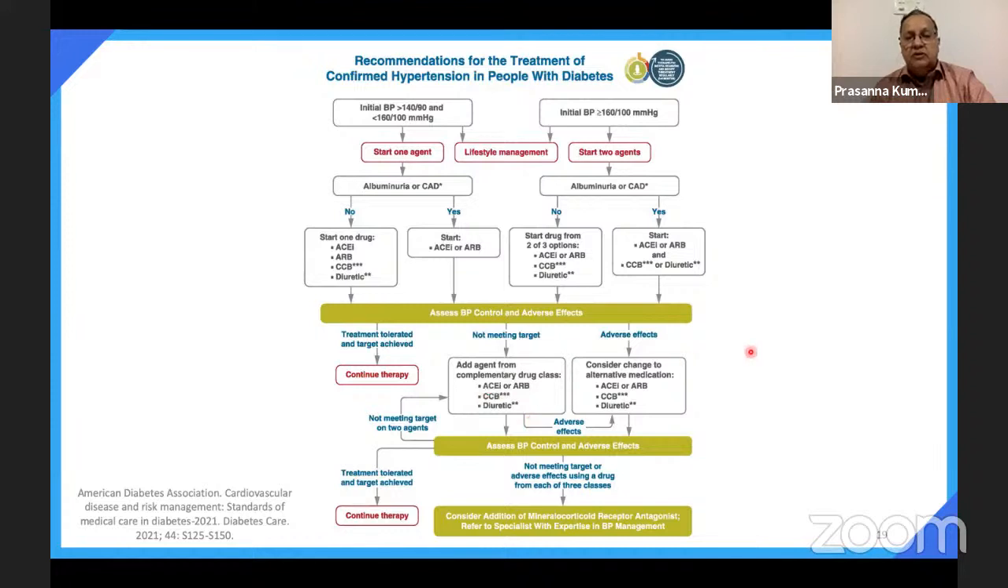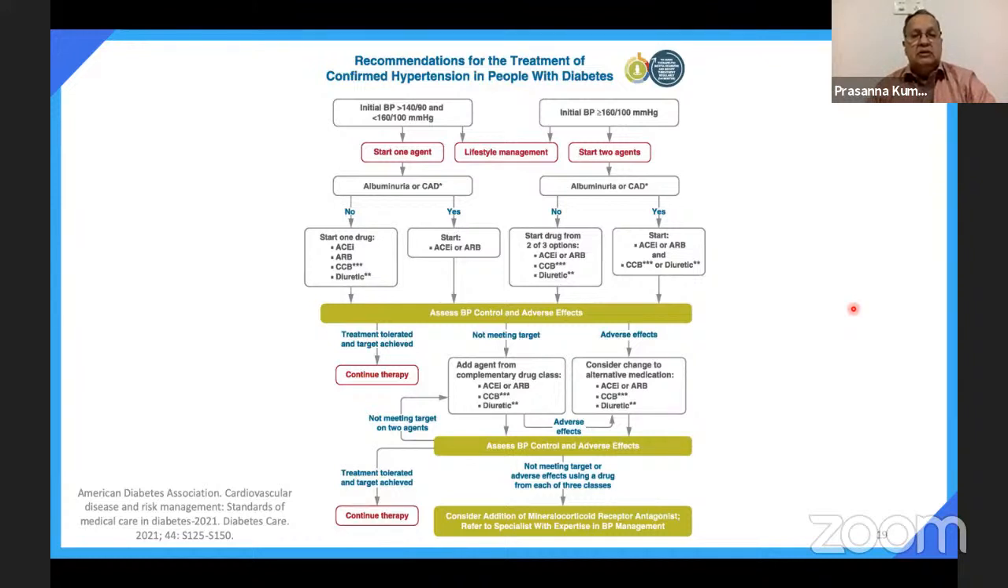If they have an adverse effect, change to alternative drugs which are available. Assess the BP regularly, and if the target is still not achieved, then consider adding a mineralocorticoid receptor antagonist, or refer to the cardiologist. So many times we see spironolactone and others introduced, that is the fourth drug. Most diabetics between 5 to 10 years need at least 3 drugs. Some of them need 4 drugs. This is the algorithm by the American Diabetes Association for patients who are diabetic and hypertensive.